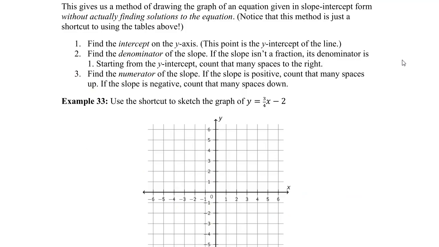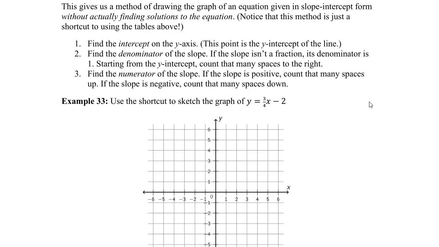Well, first, we'll look in the equation and figure out what the intercept is. That's where the line crosses the y-axis. Second, if the slope is a fraction, we'll look at the denominator of the slope. That's how many spaces to the right we're going to count from that starting point. Then we're going to look at the numerator. If the slope is positive, we're going to count that many spaces up. If the slope is negative, we're going to count that many spaces down.